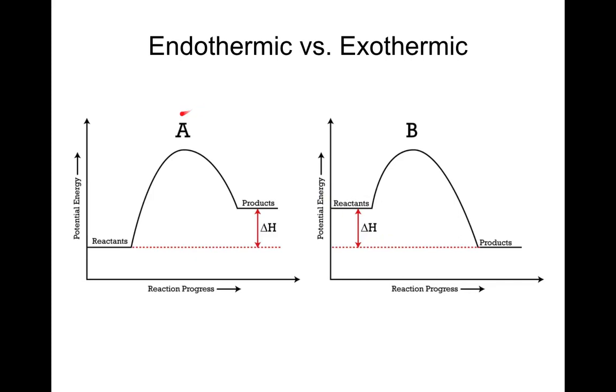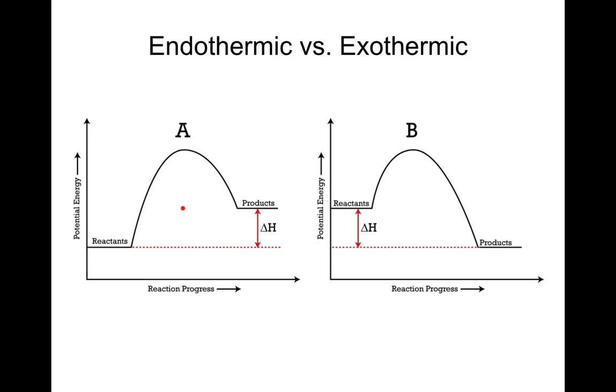Another way to visualize that is a reaction progress graph. Notice that the reactants, in the case on the left here of an endothermic reaction, have a lower energy than that of the products. And the difference between those two is the delta H. In the case of an exothermic reaction, notice that the reactants are greater than the products, and therefore it lowers over the course of the reaction.